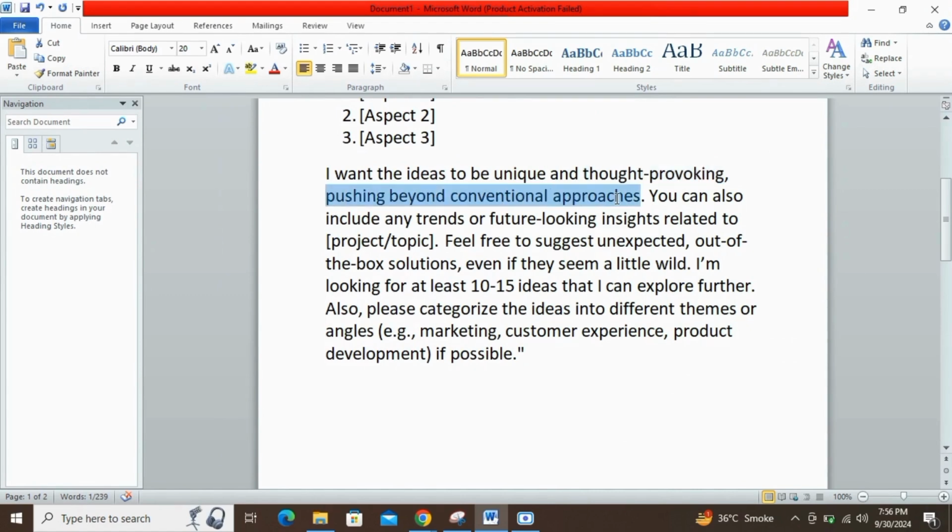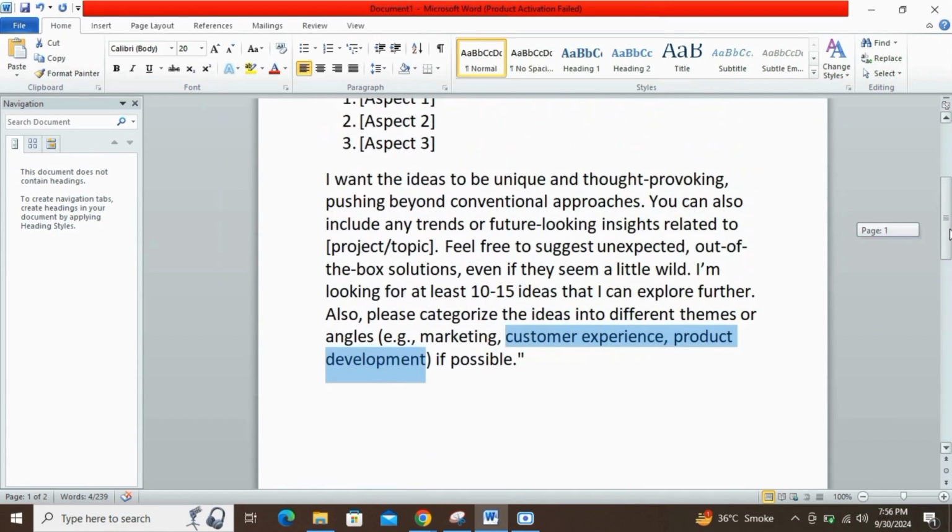You can also include any trends or future looking insights related to your project or topic. Feel free to suggest unexpected out of the box solutions, even if they seem a little wild. I'm looking for at least 10 to 15 ideas that I can explore further. Also, please categorize the ideas into different themes or angles. For example, marketing, customer experience, and product development if possible. So, here is our complete prompt. Now, let's understand with the help of an example.